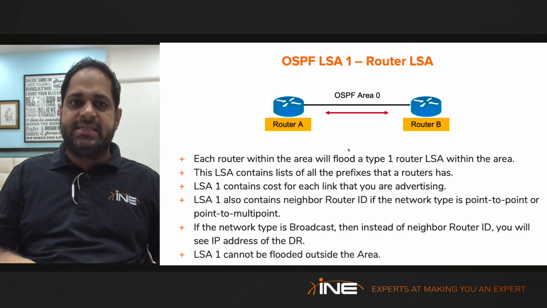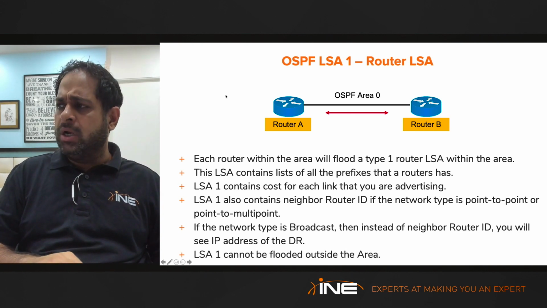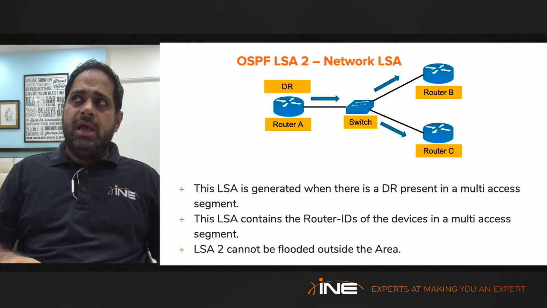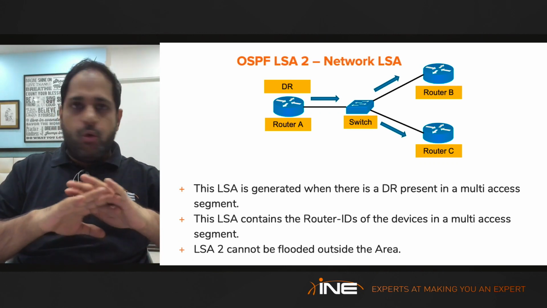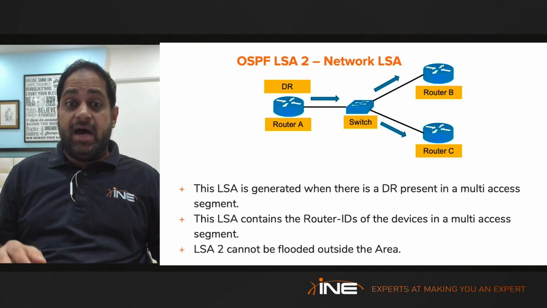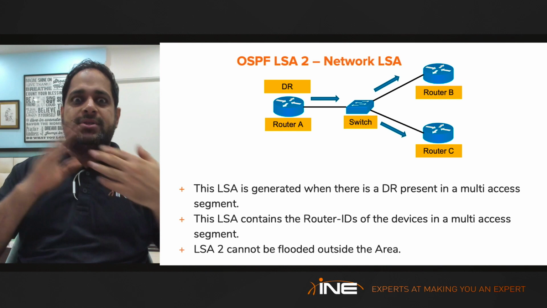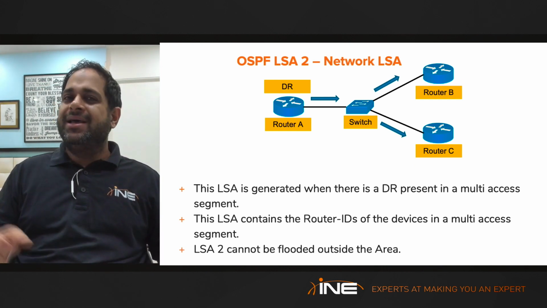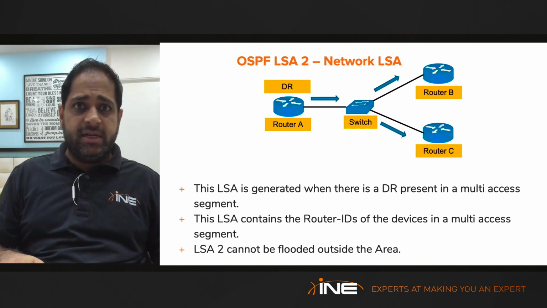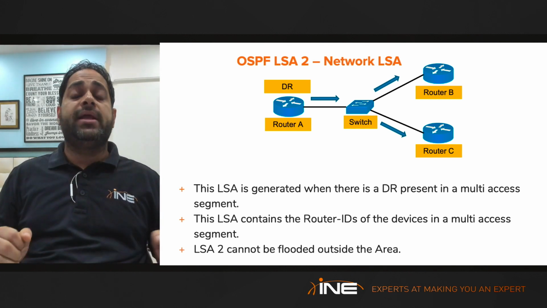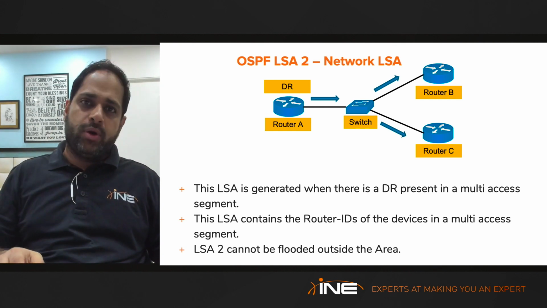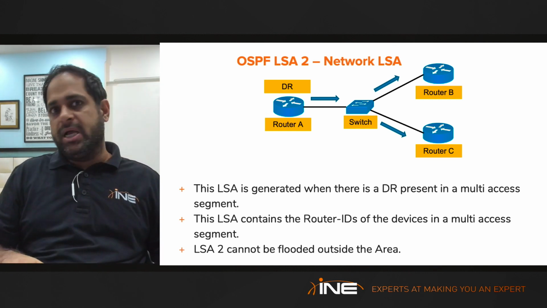So this was LSA1. The next one is basically LSA2. In LSA2, like I said, LSA2 only comes in when there is a broadcast segment. So when there's a DR present. So it's the DR who sends the update to everyone. LSA2 is not prefix information. It does not contain prefixes. It only contains router ID information of all the routers in that broadcast segment or broadcast domain.